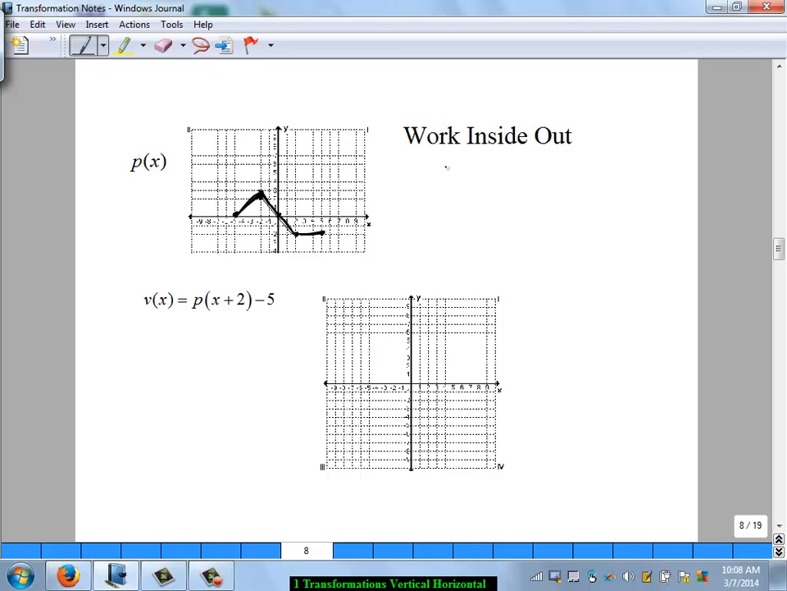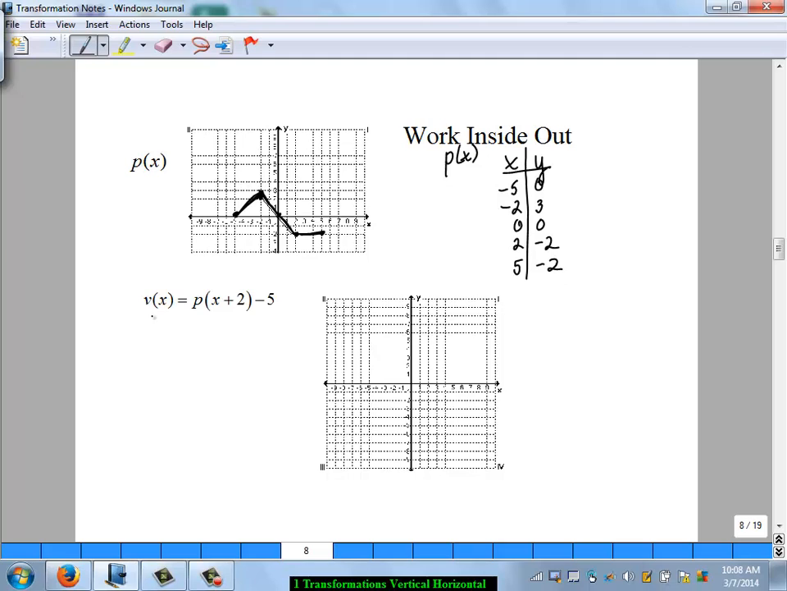All right. So this function is called p of x. And if I were going to list the points, my original function is going to be, I'm going to use the point negative 5, 0, because that's what I meant it to be. Negative 2, 3, 0, 0, 2, negative 2, and 5, negative 2. Now, I want us to do this to it.